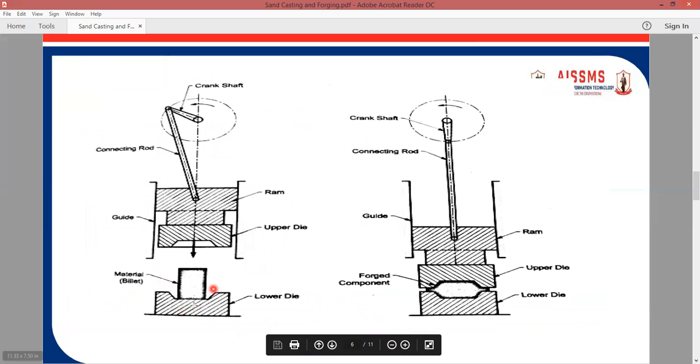Diagrammatically, see here, this one is the open die forging and this one is the closed die forging. In open die forging, both dies are simple and flat surfaces, while in the closed die forging process, certain impressions are present on the die surfaces. So this one is your closed die forging process.